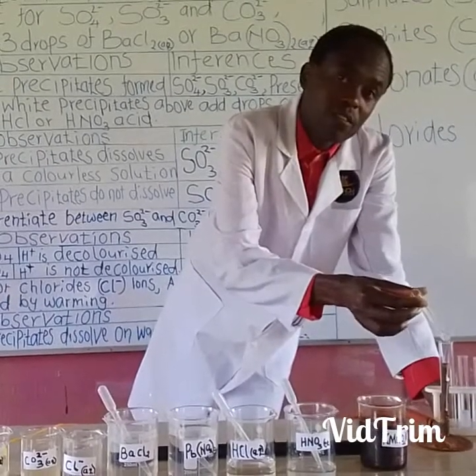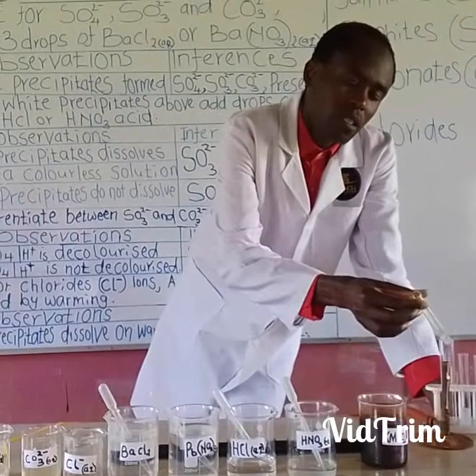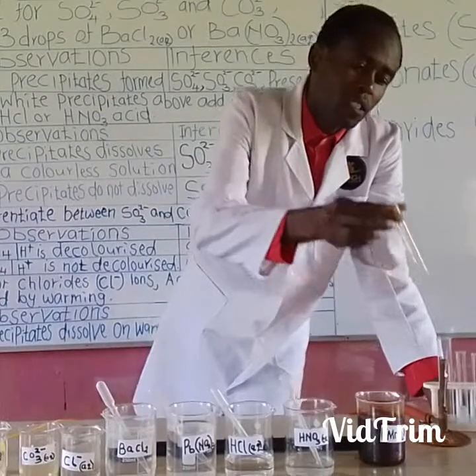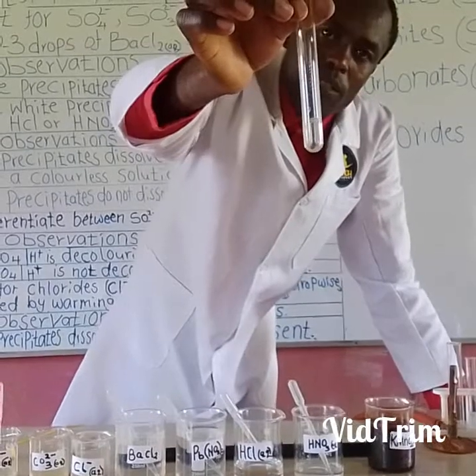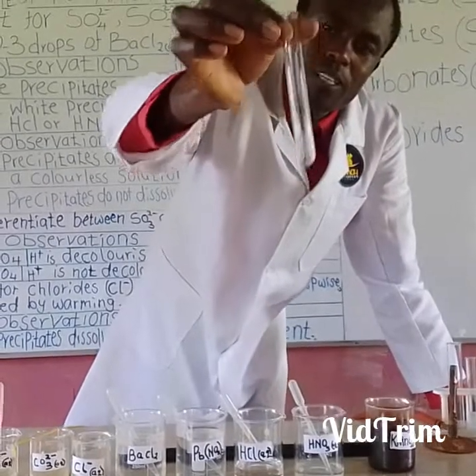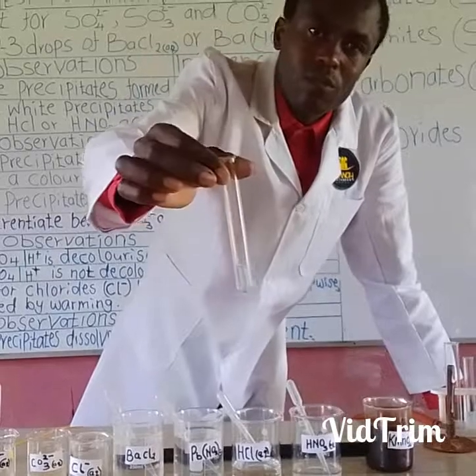Test for the presence of chloride ions. After warming, what has happened to the white precipitate? White precipitate dissolves to form colorless solution.